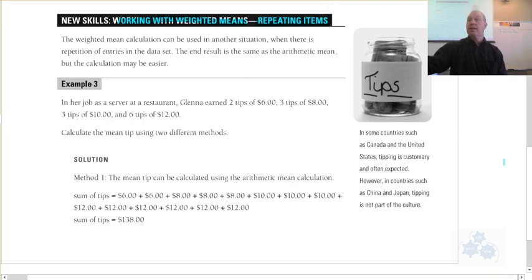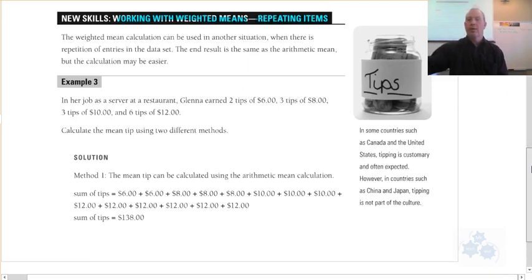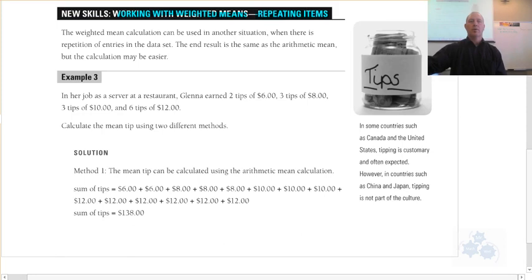So everyone looking at example 3, please, with me, okay? Don't be working on other stuff right now. Let's all focus on this. It won't be a few minutes, and then you'll understand what we're doing. So example 3 says this. In her job as a server at a restaurant, Glenna earns 2 tips of $6, 3 tips of $8, 3 tips of $10, and 6 tips of $12. Calculate the mean tip using 2 different methods.